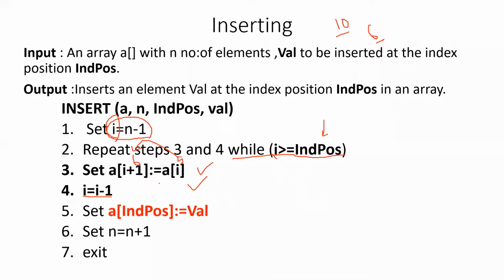When this condition is satisfied, we will be copying the number, right? We will be shifting that number. If this is not satisfied, then we will move to the next step, right? That means when you come out of this while loop, it is a condition in which I is less than the index position. So we got the correct position where we should insert the number, right?